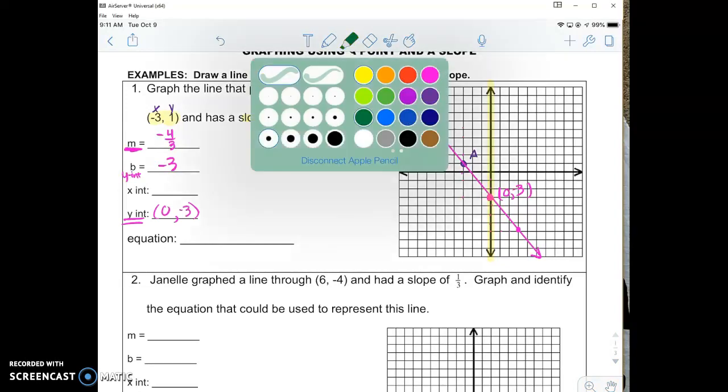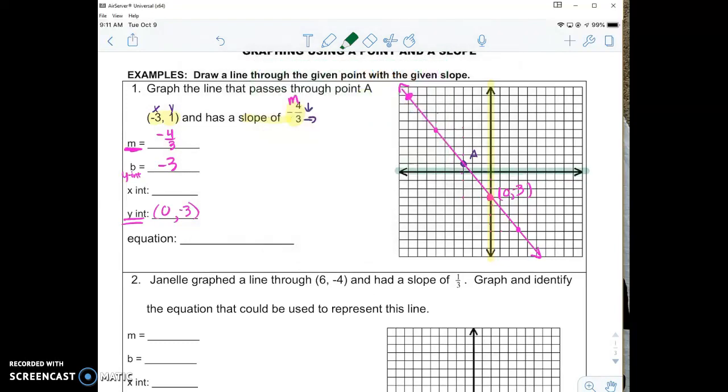X-intercept, I'm looking for where my line crosses the x-axis. This line does not seem to cross the x-axis at a specific point, so I'm going to write my equation first and then solve for my x-intercept. Remember, for my x-intercept the y value is always 0.